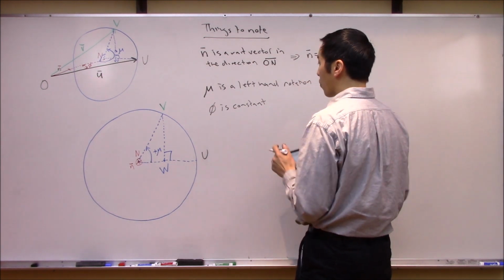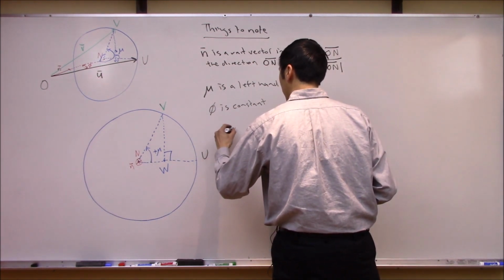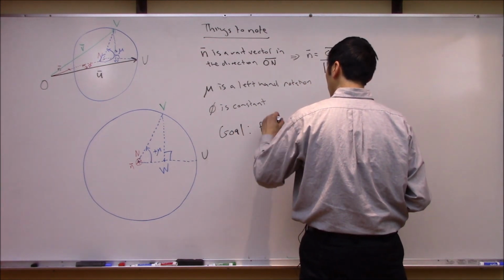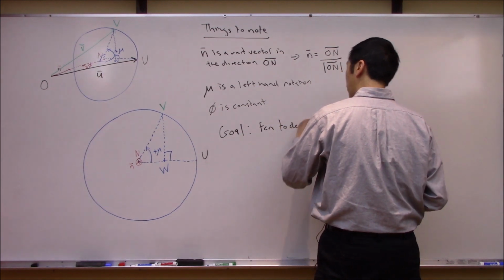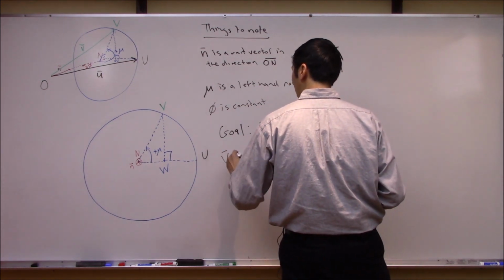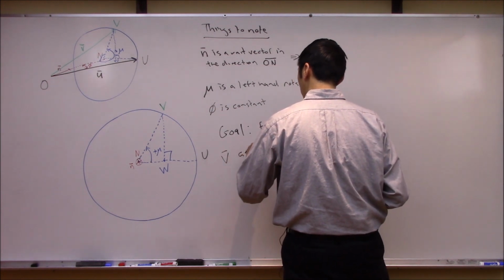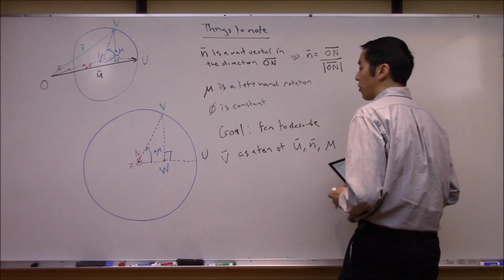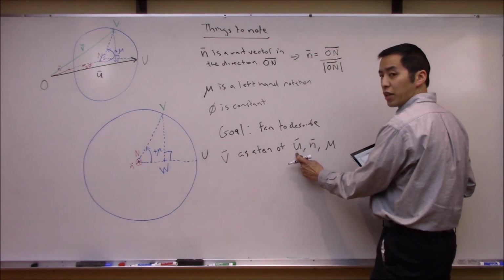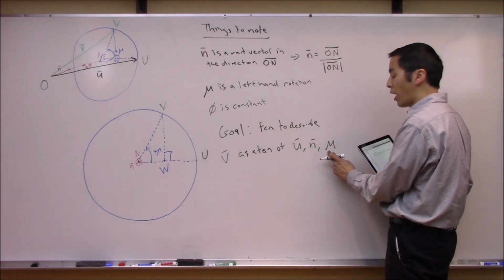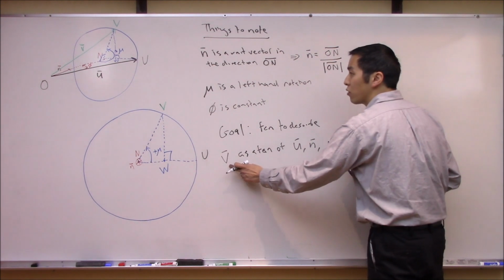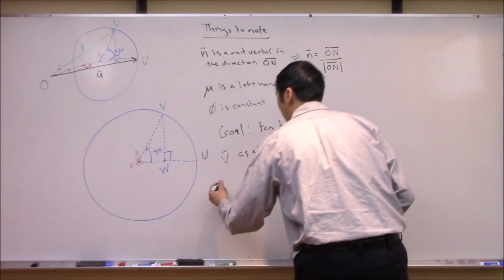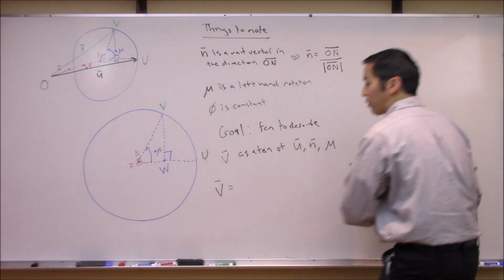So what we're looking for right now, the goal of Goldstein's rotation of a vector formula, is to find a function to describe v as a function of u, n, and mu. In other words, if you know the original vector, you know the axis of rotation, and you know how much you rotate through, I want to know where this new vector v is, or how to describe that. So I'm looking for v equal to something.